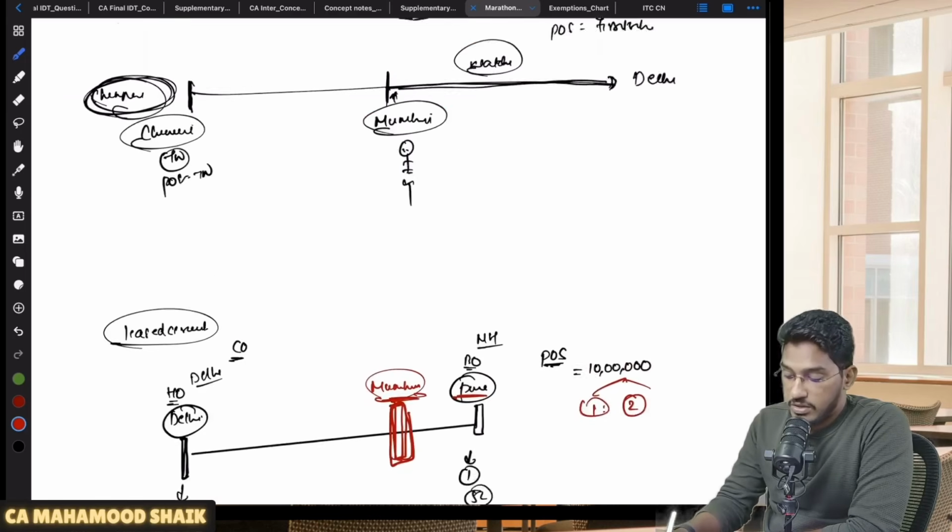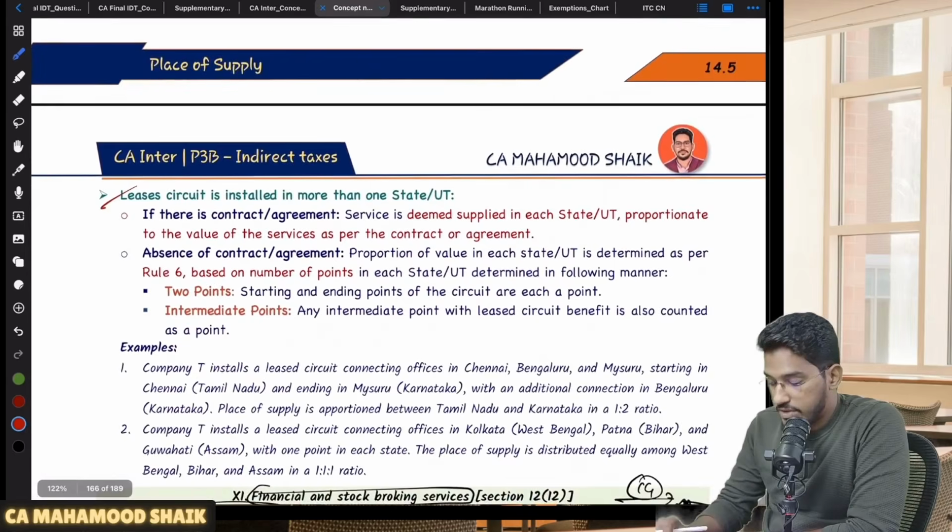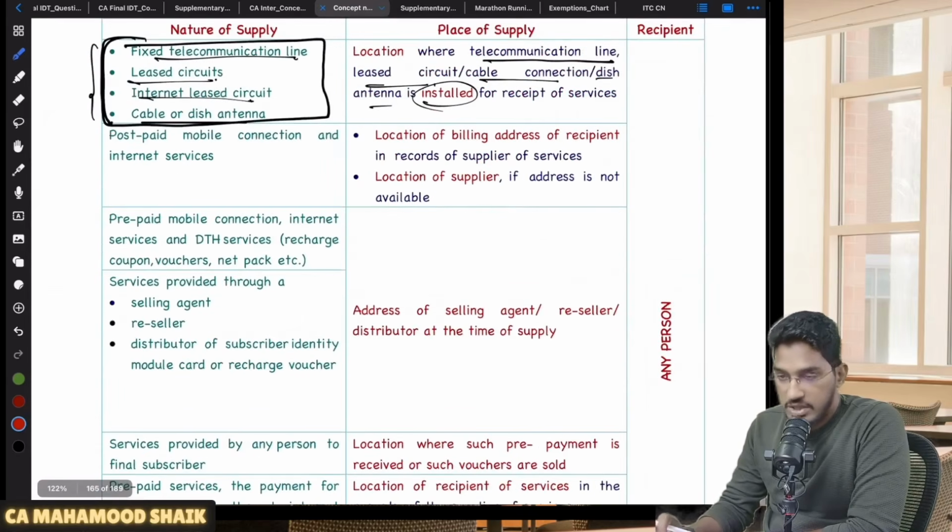Right. So this is what you will be able to find at the bottom: in case it is installed in more than one state or union territory, how you are supposed to determine the place of supply. So this is what is regarding fixed telecommunication line, leased circuits, internet leased circuits, cable or dish antenna.